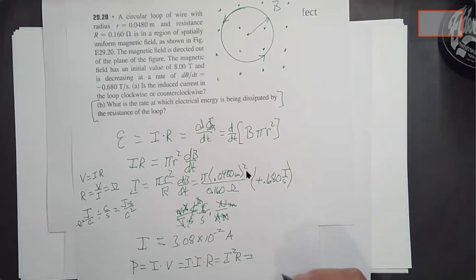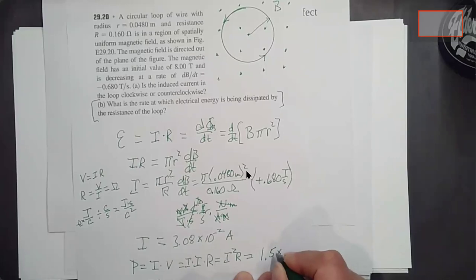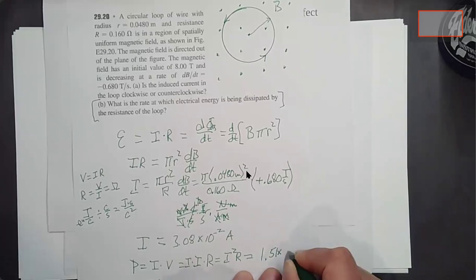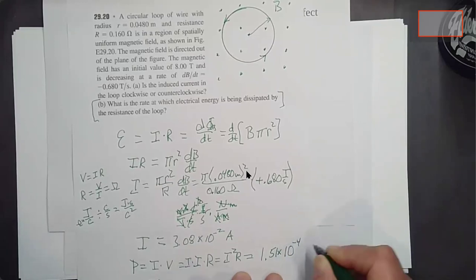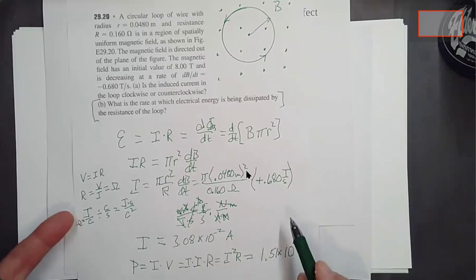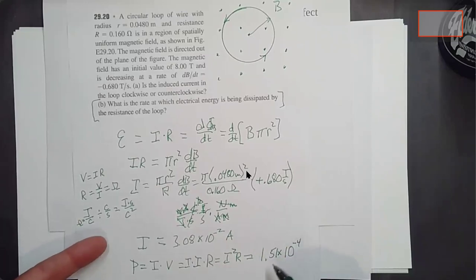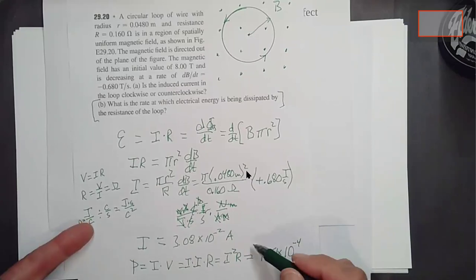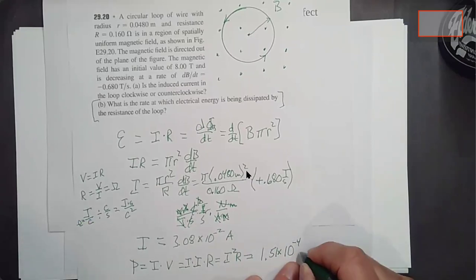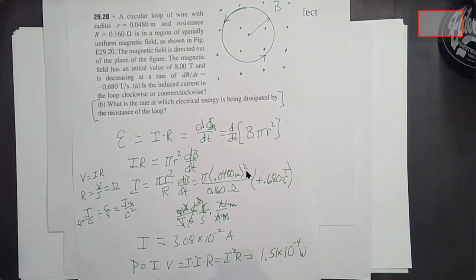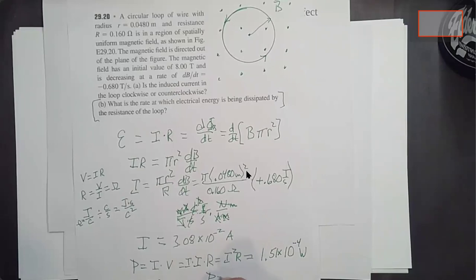And I get about 1.5 times, actually 1.51 times 10 to the minus fourth. And the units of power that you get out of here, this would be another challenging thing, but it'll end up being joules per second, which are watts. So we have that. And you could recalculate or recalibrate that.